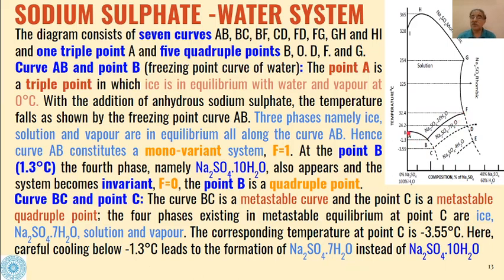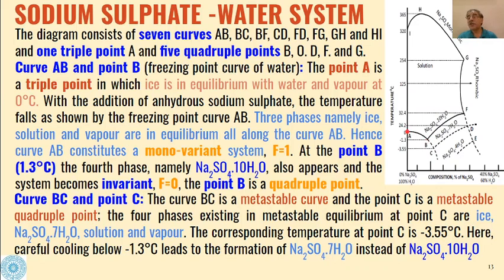And there is one triple point, that is A. Then there are 5 quadruple points: B, D, F, G, H. So these are the different quadruple points which are present in the phase diagram. Then we will discuss these curves and points one by one. First is curve AB and point B. So this is curve AB and here it is point B.